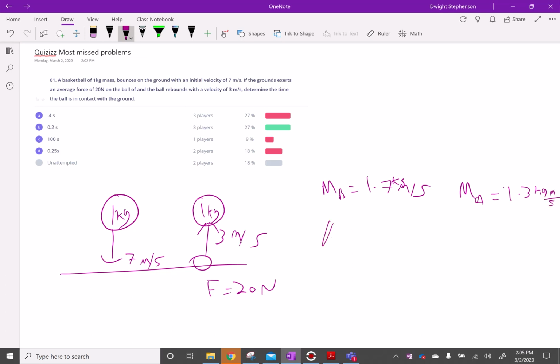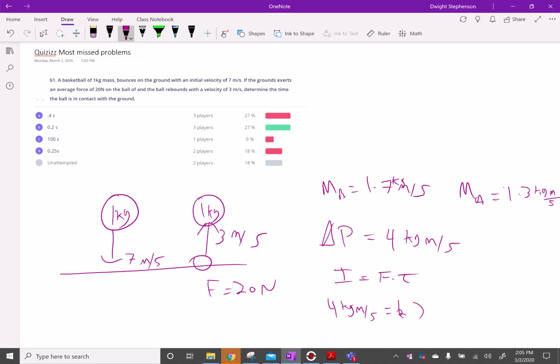And so then we could talk about the change in momentum, which is the difference in momentum, which is 4 kilogram meters per second, right? It's a change from 7 to 3, which is a change of 4. Change in momentum is also known as impulse, and we know that impulse equals force times time. And so the change in momentum was 4 kilogram meters per second.